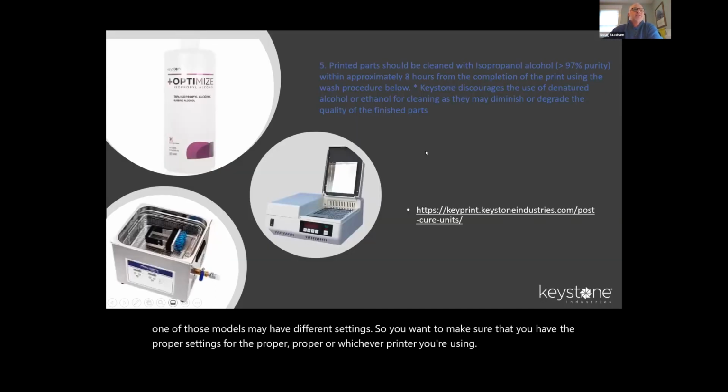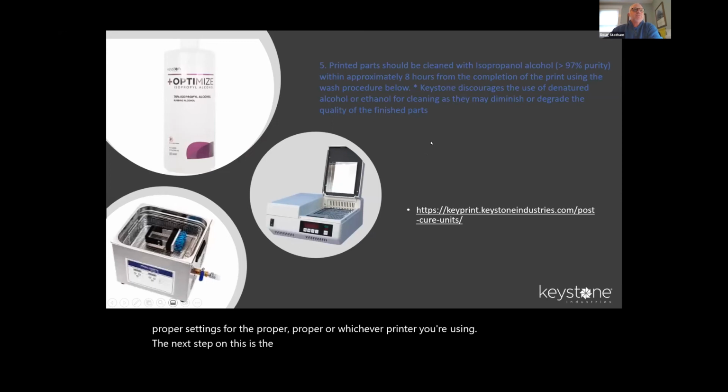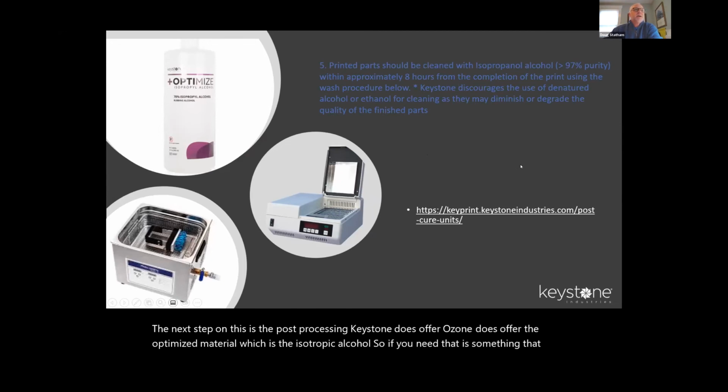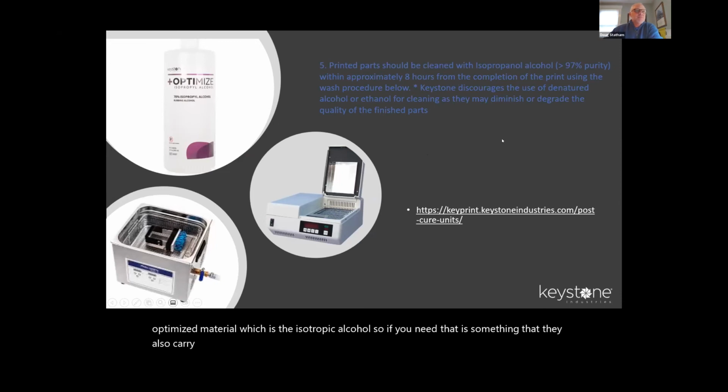The next step on this is the post-processing. Keystone, or Zahn, does offer the optimized material, which is the isopropyl alcohol. So if you need that, that is something that they also carry. The wash station is pretty basic stuff on that, whether you're washing it by hand or have one of these machines to wash it. The auto flash is another key component.